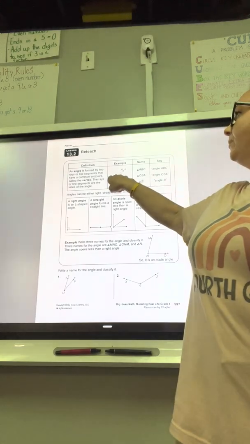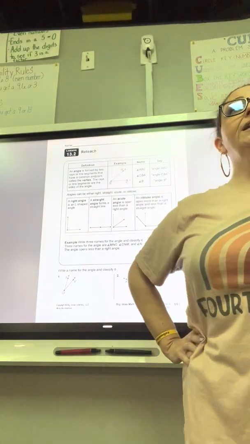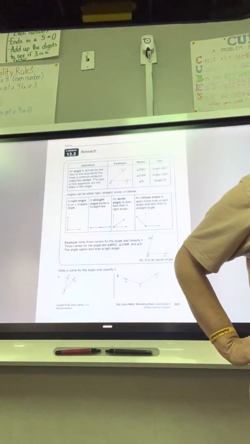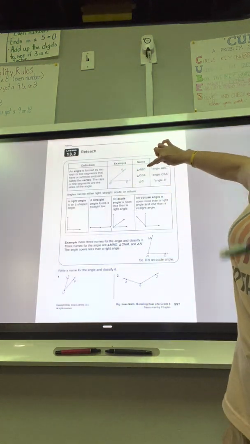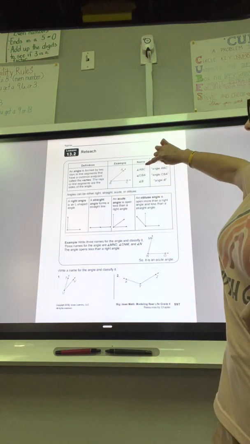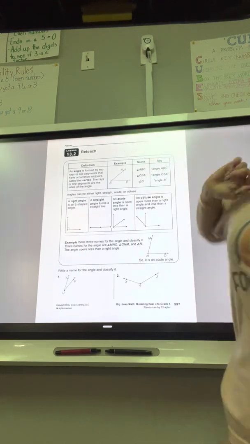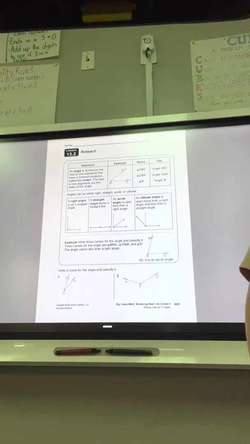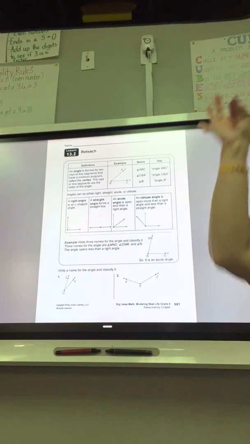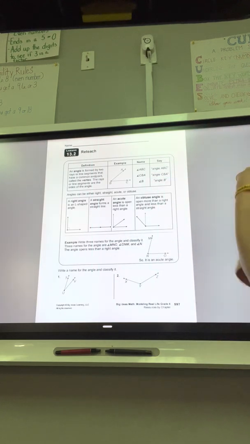But your common endpoint is your vertex, and here it is B. Do you see how when they named this, they named it ABC, and then they named it CBA? What has to stay in the middle? B, because that's the vertex. That is the middle of that angle.